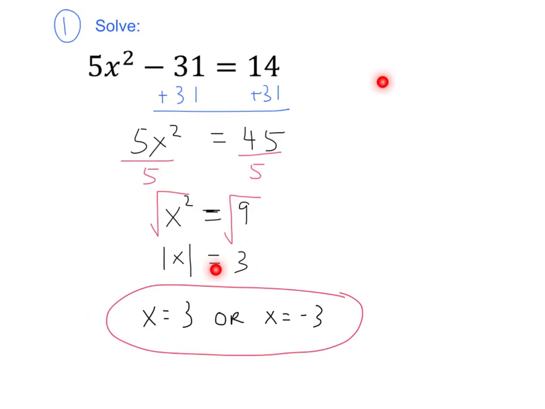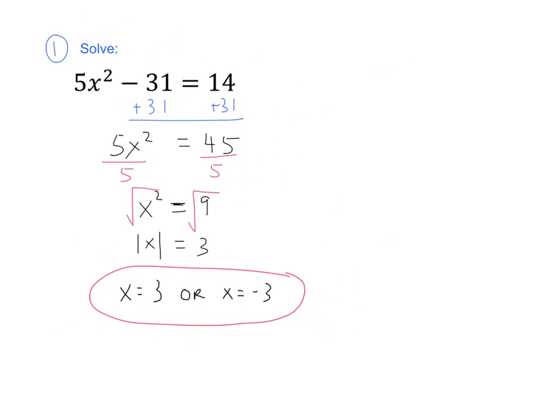So what's interesting here is that we have an equation that has two answers. And let me just prove to you that both of these numbers, 3 and negative 3, are solutions. If they're solutions, they should make the original equation true.